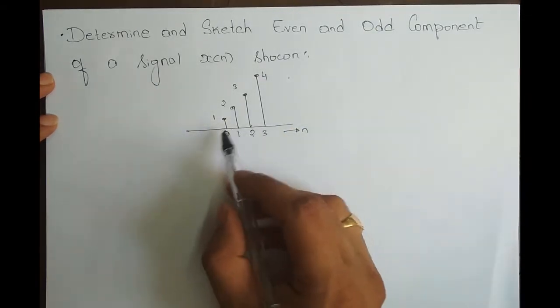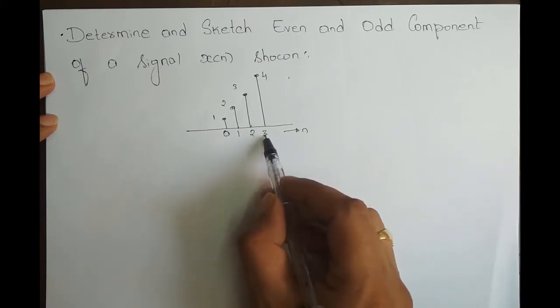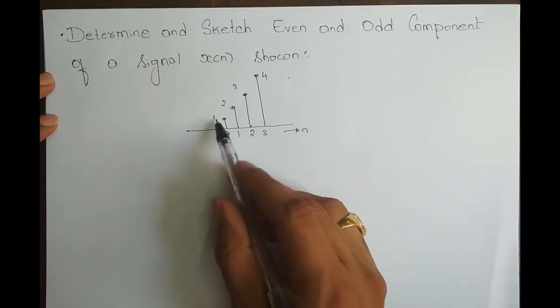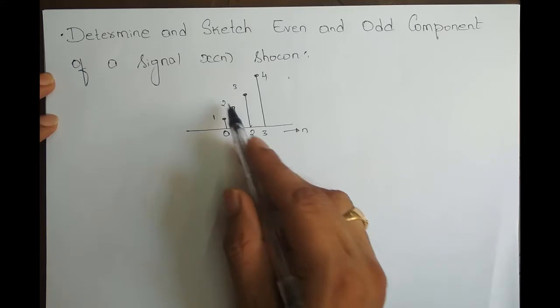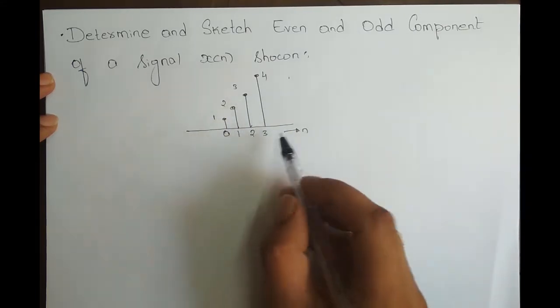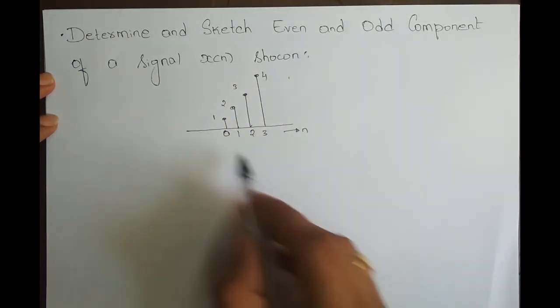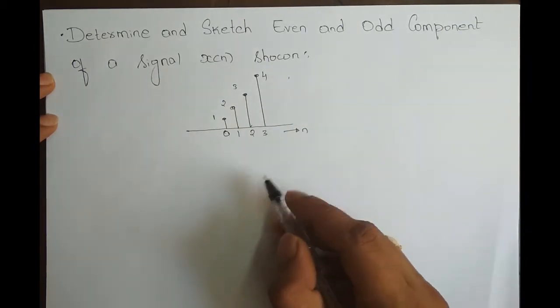The signal is varying from 0 to 3. The sample at n equal to 0 is 1, the sample at n equal to 1 is 2, the sample at n equal to 2 is 3, and the sample at n equal to 3 is 4. And for the rest of the n values, it is completely 0.